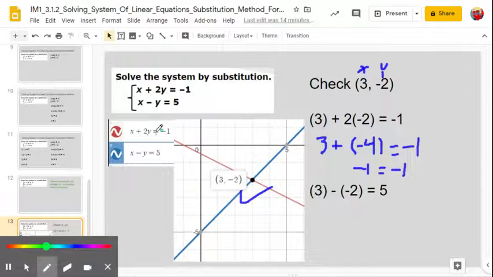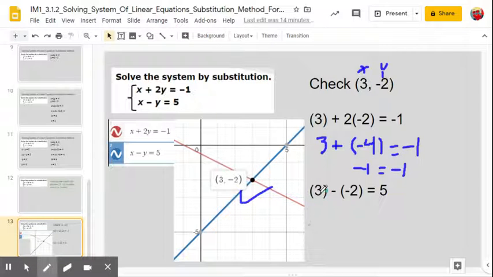All right, how about the other equation, the bottom equation? 3 for the x minus negative 2 equals 5. So then I get 3 plus 2 equals 5. So yeah, that's true. 5 does equal 5. Check. So remember, it has to check for both equations. Your final answer, you should be able to substitute into each equation, and it has to work. Why is that? Because that is the point of intersection. It has to work. Every point on a line makes it a true statement.